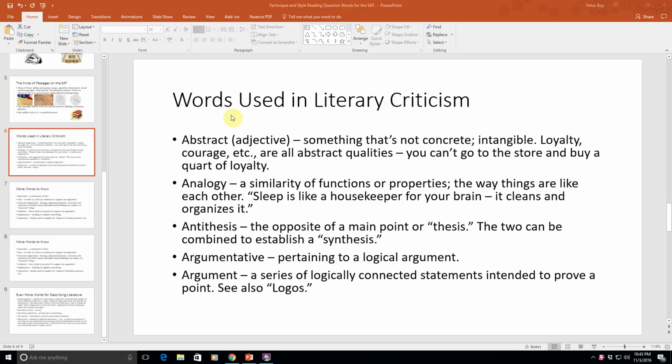An analogy is a similarity of functions or properties, the way things are like each other. Sleep is like a housekeeper for your brain. It cleans and organizes it. When you say something like that, you are making an analogy.